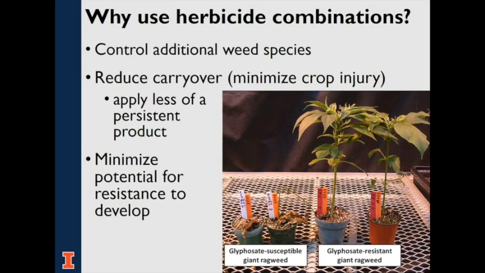It's common to mix 2 or more herbicides in the tank. Combinations provide benefits such as controlling additional weed species. A grass product may be mixed with a broadleaf product. Atrazine is often added to soil-applied grass products such as metolachlor or acetochlor. Sometimes mixing allows for less of a persistent product to reduce the risk of carryover. Combinations can minimize potential for resistance to develop, or if resistance is suspected, a combination can help ensure control.